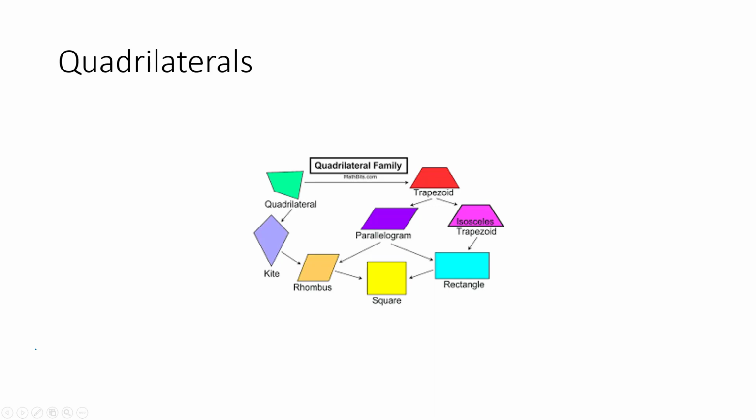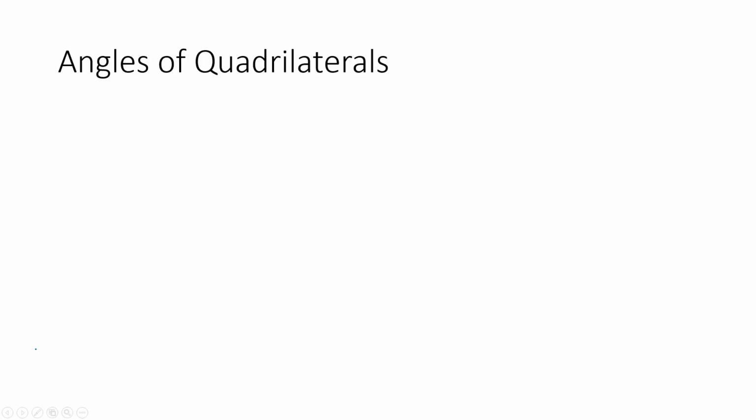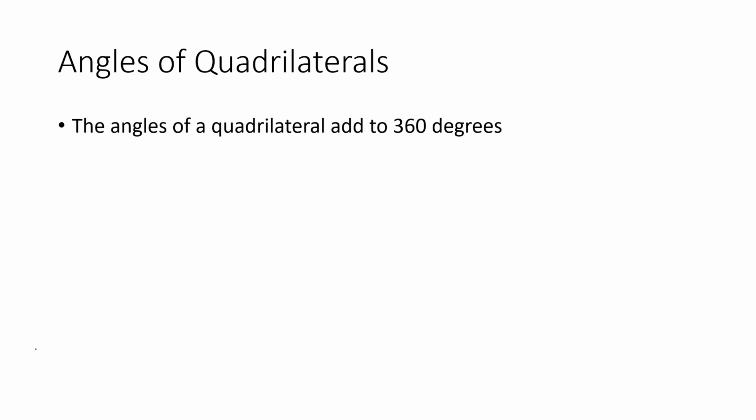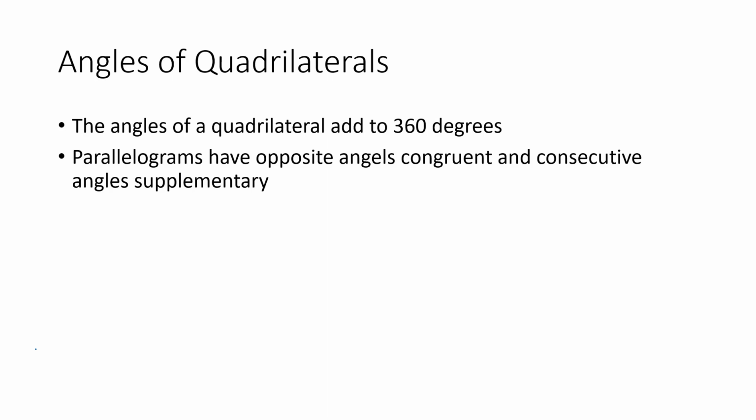Let's do some math with some of this vocabulary, though, instead of getting caught up on the vocabulary. Angles of quadrilaterals. Just like a triangle we knew added up to 180 degrees, a quadrilateral's angles will always add up to 360 degrees. Parallelograms also have, if it's a parallelogram specifically, that means the opposite angles must be congruent and the consecutive angles must be supplementary. This has to do with the transversal, cutting through parallel lines.